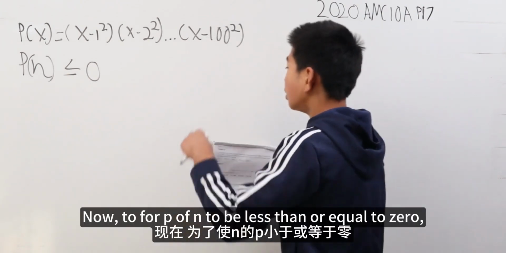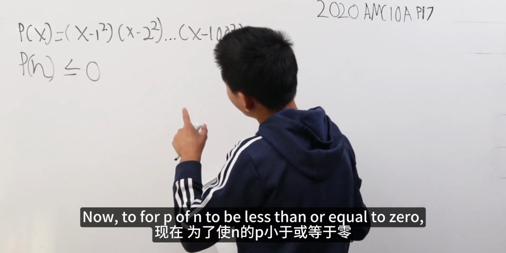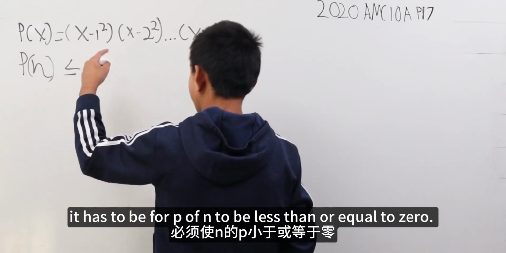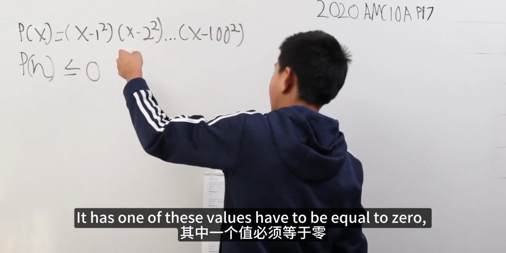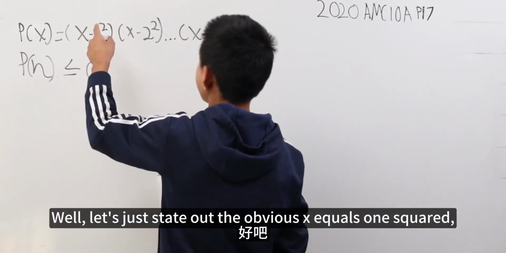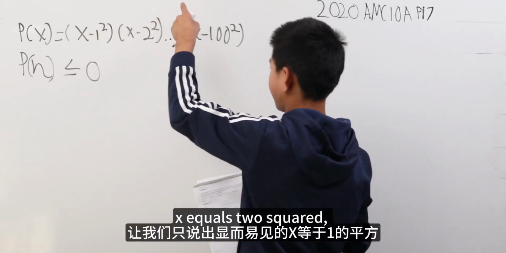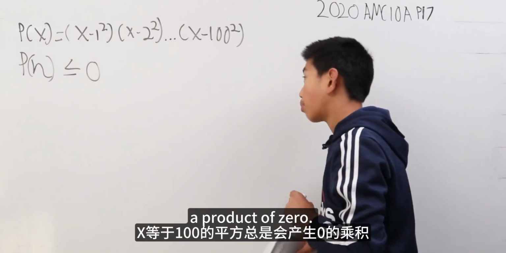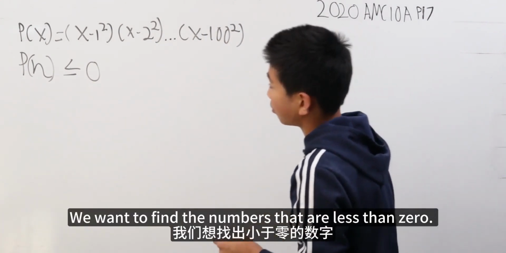Well, for p of n to be less than or equal to 0, one of these values has to be equal to 0, or they all have to be equal to 0. So, let's just state the obvious: x equals 1 squared, x equals 2 squared, all the way to x equals 100 squared is always going to yield a product of 0. We want to find the numbers that are less than 0.